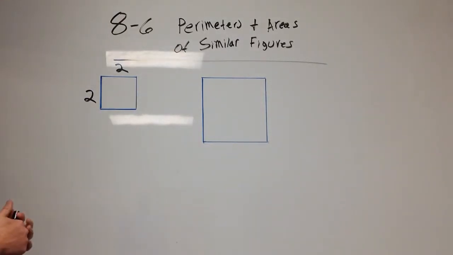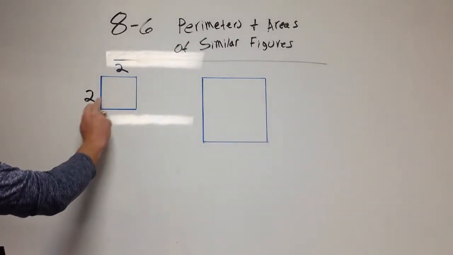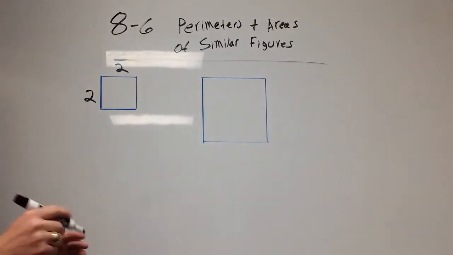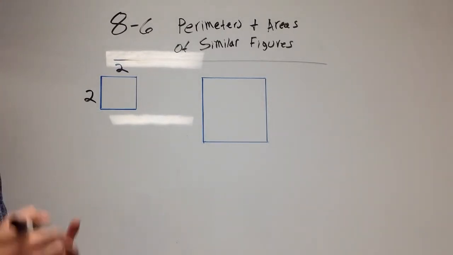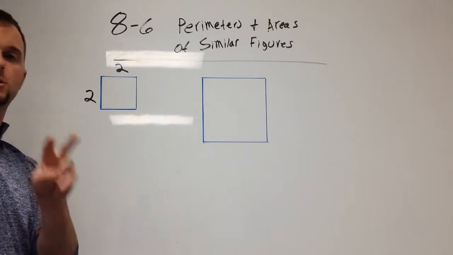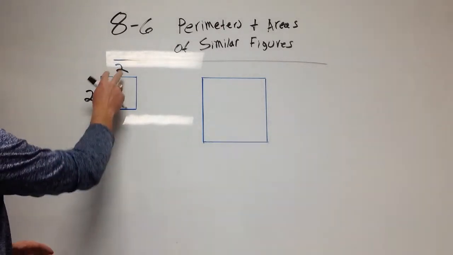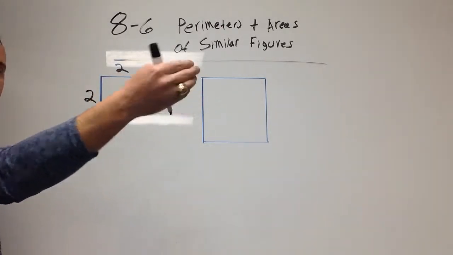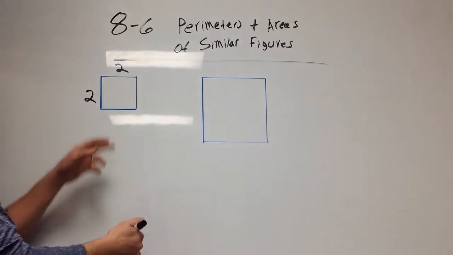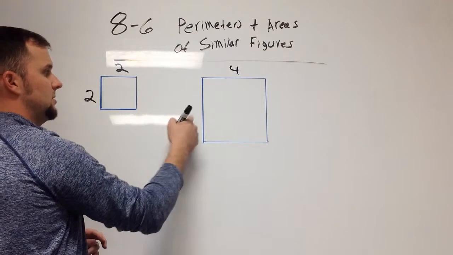So here we go. Let's say I have two squares right here. Right now I have a square with the dimensions of 2 and 2. And what I'm going to do is analyze what happens whenever I raise each dimension by a scale factor of 2. Remember, scale factor means you're going to multiply by that number. So I'm going to take each leg and multiply it by a scale factor of 2. So 2 times 2 is going to be 4, and on this dimension 2 times 2 is going to be 4.